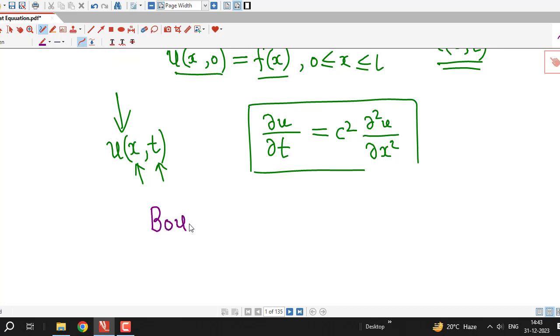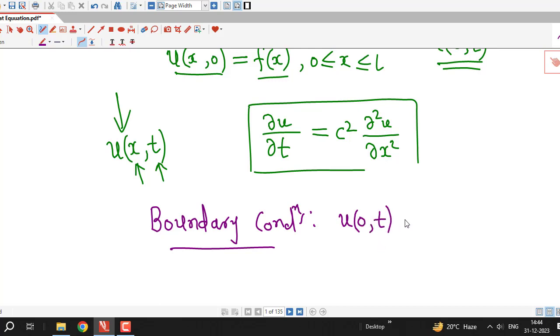We will consider the first case of boundary conditions, that the temperature at both the ends is 0, that is u equal to 0 at x equal to 0 and u equal to 0 at x equal to L. That is, the temperature at both the ends of the bar is 0 for all values of time t.